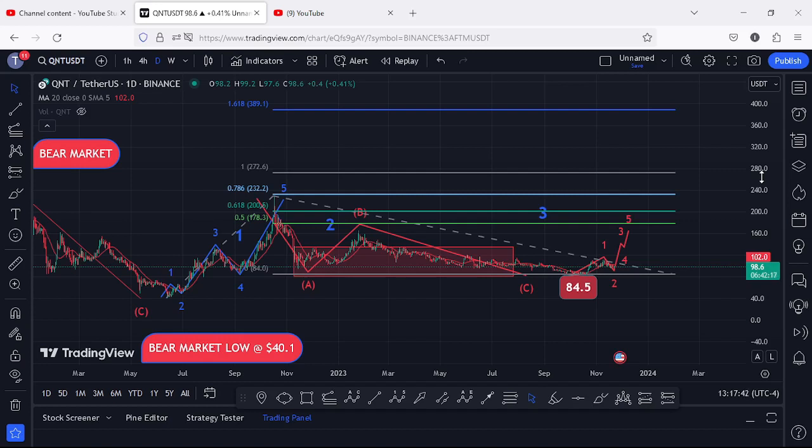So that is what I'm keeping my eyes on here on the short term and also on the long term, and those are my pullback target areas on the QNT chart.